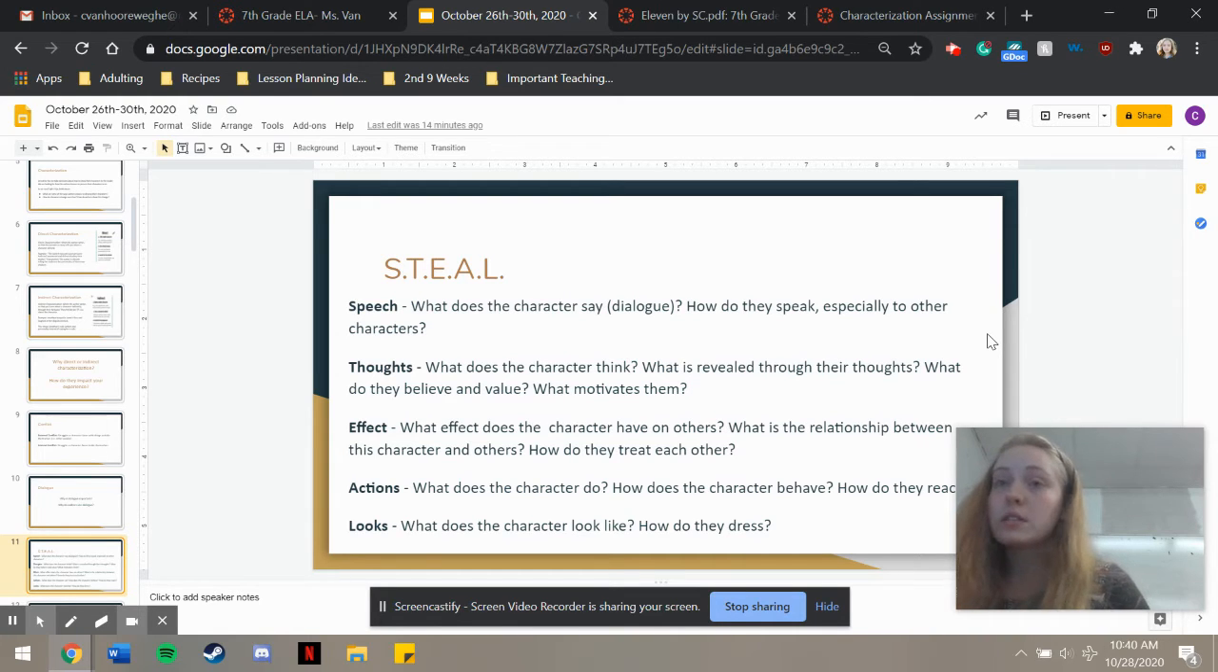What's the relationship between this character and others? How do they treat each other? We're going to be looking at their actions. What does the character do? How do they behave? How do they react? And then we'll look at their looks. What does the character look like and how do they dress?